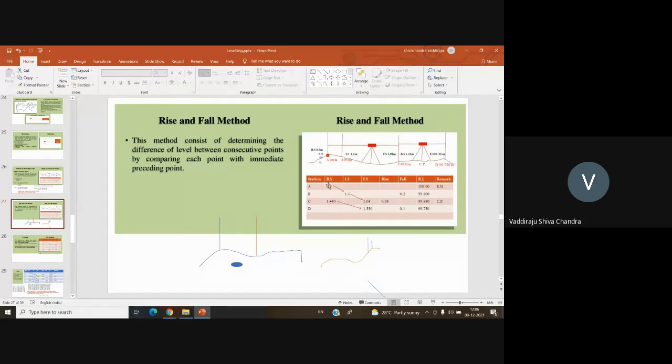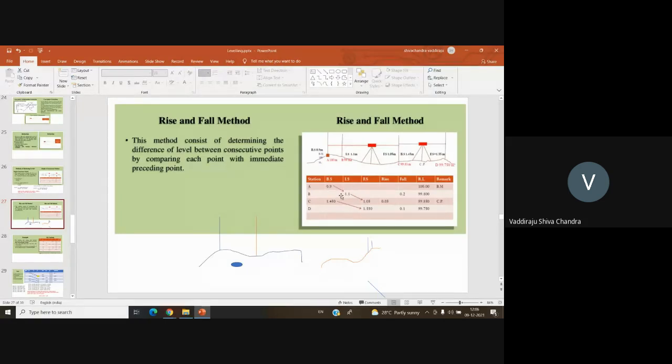In the earlier table, we had station, backsight, intermediate sight, foresight, height of instrument, RL, and remarks. But in the rise and fall method, we have two more columns: one is rise and one is fall. So how to determine rise and fall? Simple. Rise means there is an increase in the elevation of the ground surface. Fall means there is a decrease in the elevation of the ground surface.